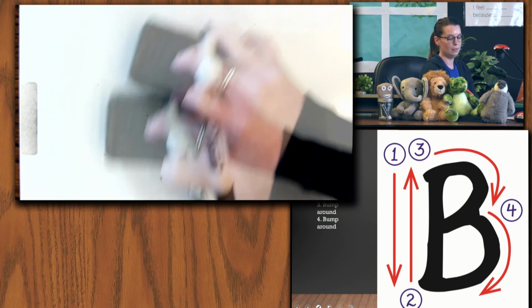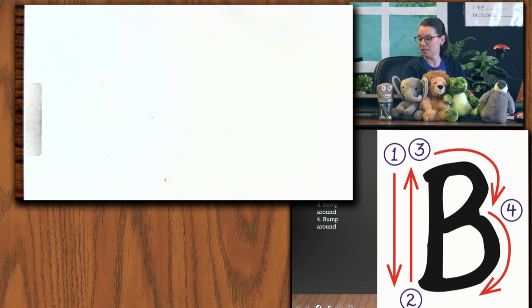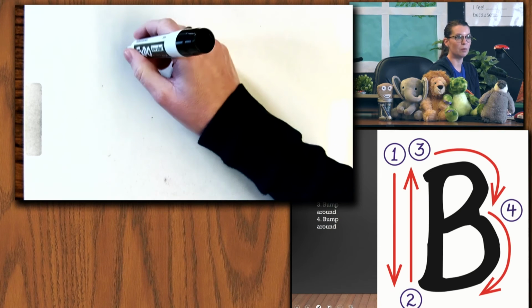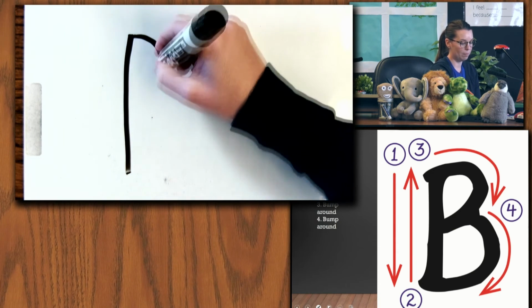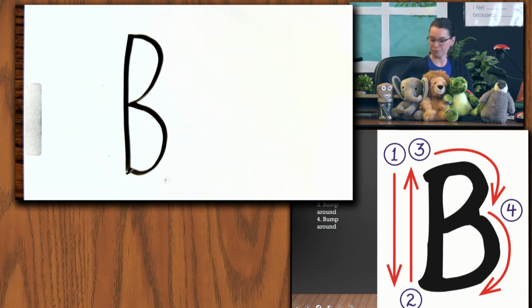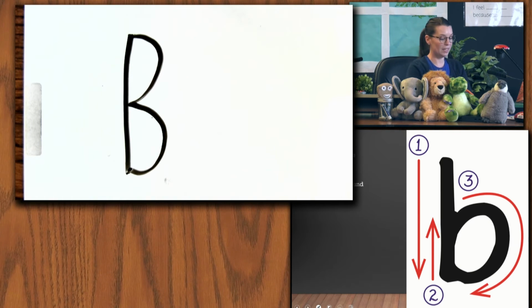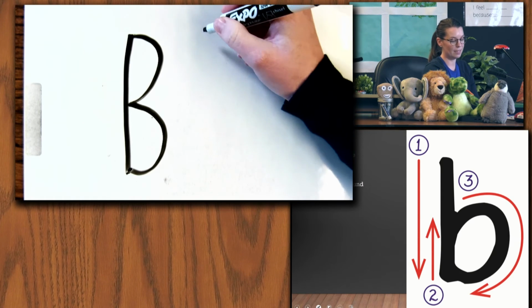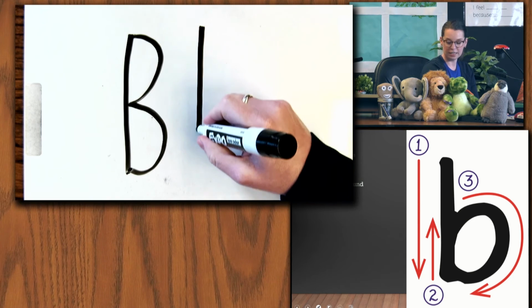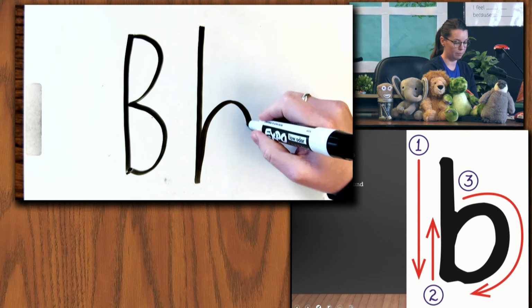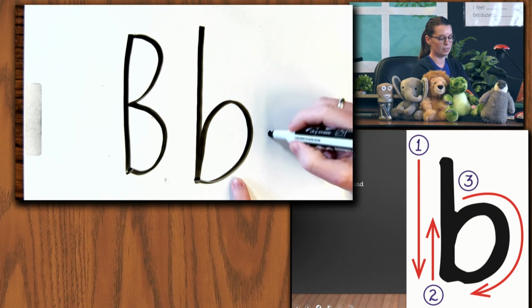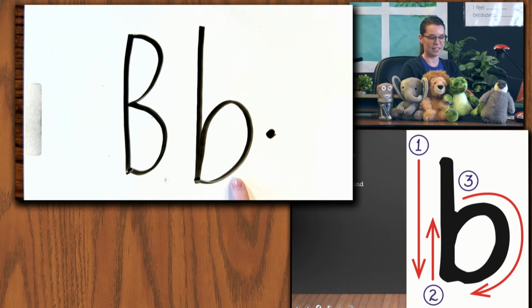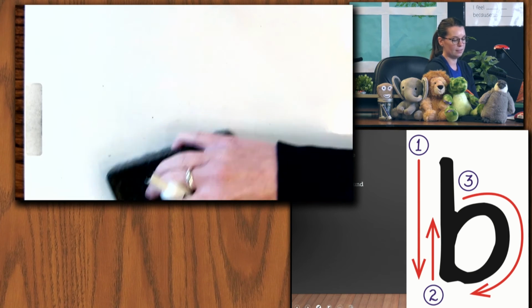B. B says B. B is a letter that is tall, so pens up, line down, back up, bump around, bump around. Lowercase b is also a letter that is tall, and it also says B. Pens up, long line down, back up a scooch, bump around. You'll remember B has the bump on the front, this side, like a belly. Erase.